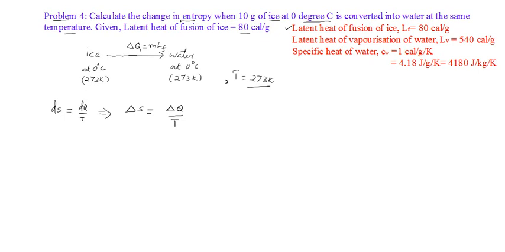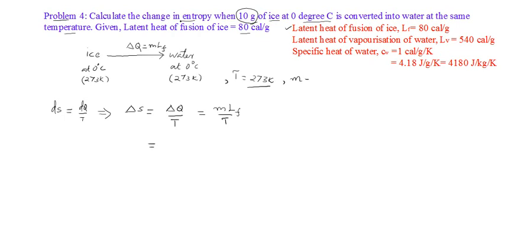So I can write this then and there as what? M, the mass of the sample, into the latent heat of fusion. In this case, it's the latent heat of fusion, divided by T. So that is the equation. Now it's a matter of just substituting with the proper units. What is the mass of the sample given? Here it is given as 10 gram of ice. So mass is equal to 10 gram.